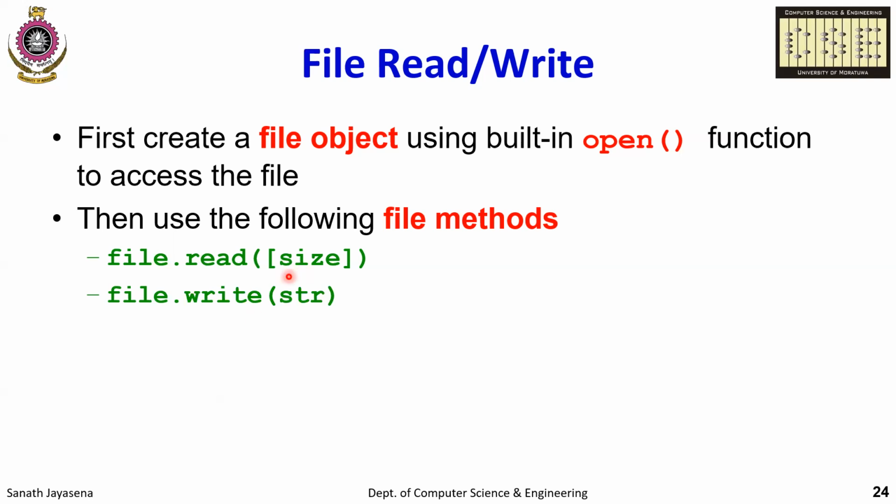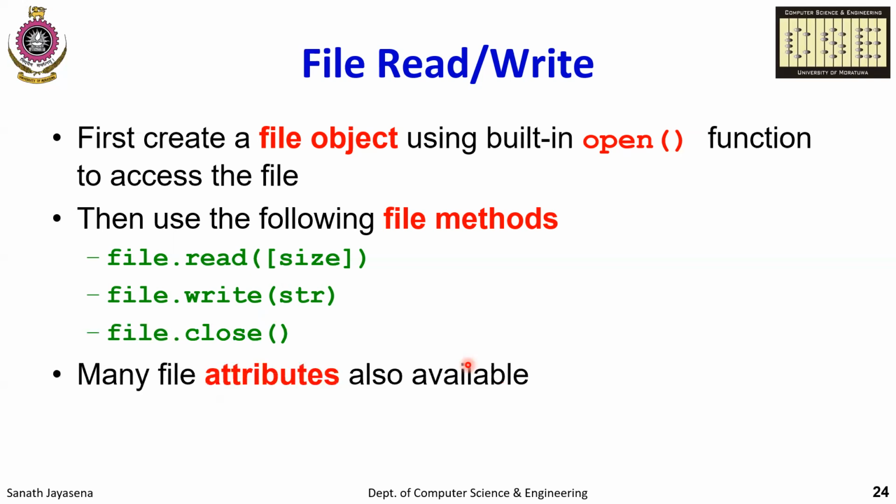Then the write method. If you want to write to a file, whatever string you want to write is given as the argument, and the write method can be called as file.write. And once you are done with your operations, sometimes it may be read, sometimes write, or you may be doing both, at the end we must close the file. For that, we use the close method.